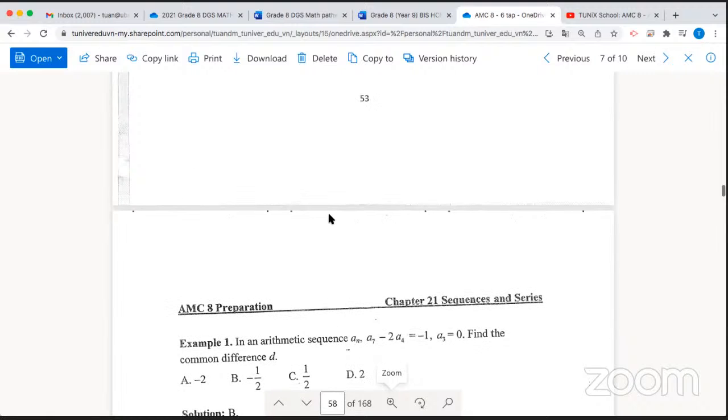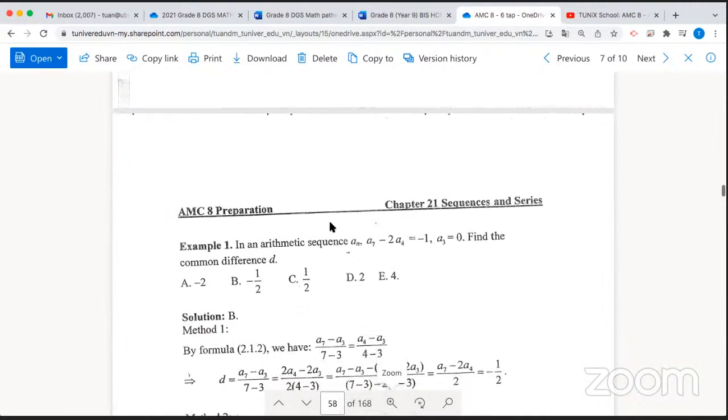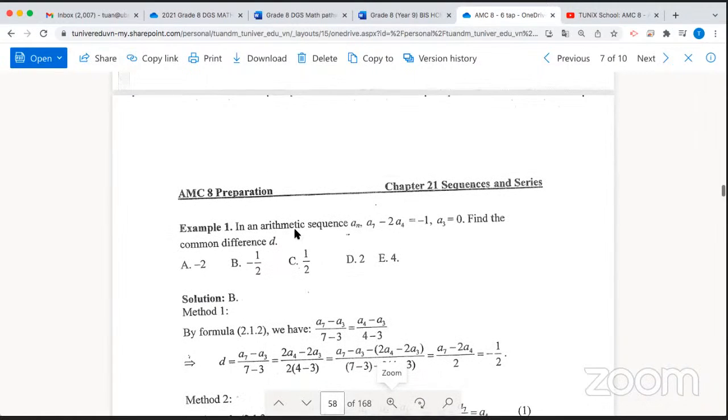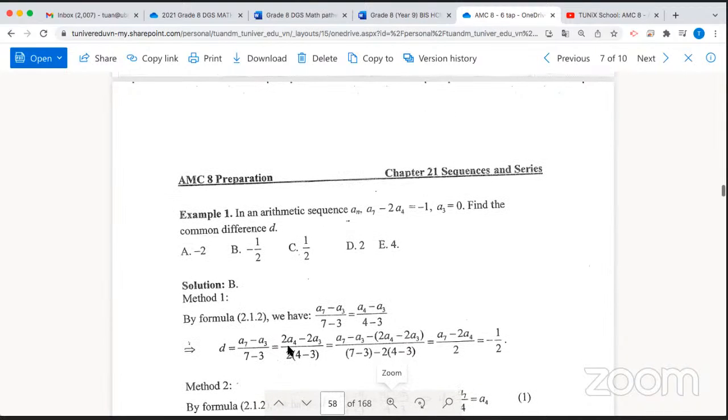Now for example 1, look at this one. Given an arithmetic sequence, A7 minus 2 times A4 equals minus 1, and A3 equals 0. Find the common difference D. So from the formula, D is (A7 minus A3) over (7 minus 3), right? And also equal to (A4 minus A3) over (4 minus 3), right? Then you can substitute the relationship between A7 and A4, and substitute A3 equals 0, and find out D.